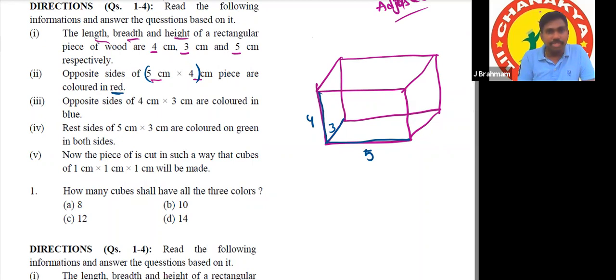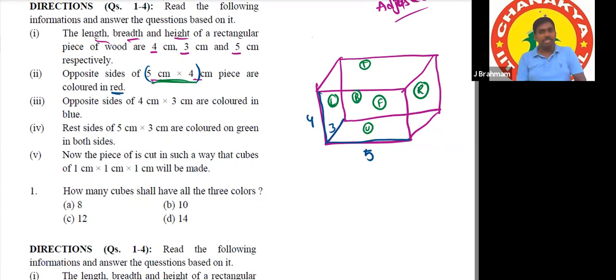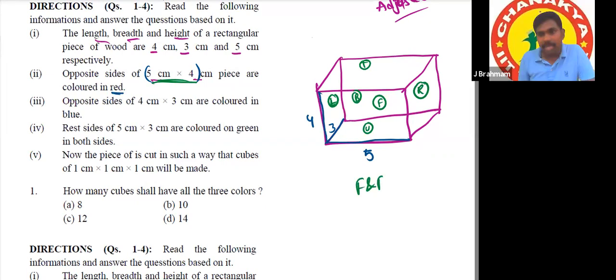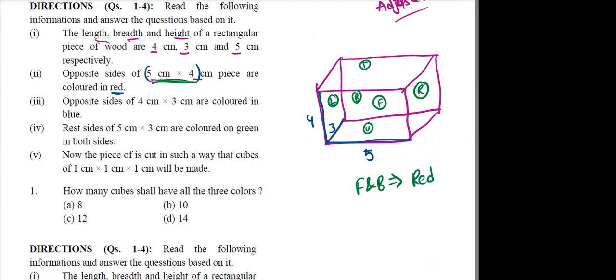Suppose if I mention here, this is top, under, front, back, left, right. Tell me, he is telling about this 5 centimeter into 4 centimeter, means it is of which part? Front and back, sir. So because it is 5 and 4, yes, correct. So front and back he has colored with what? Red.